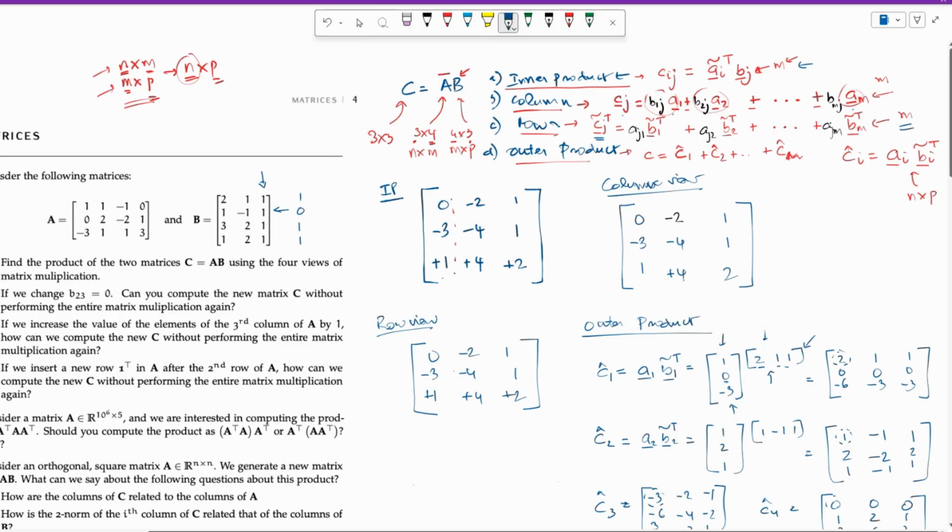Okay, if it's a row view, tell me, okay, what do we do? No, you have to be careful. It's not the entire matrix. If it's a row view, we are only talking about the rows of C. Where the rows of C are a linear combination of rows of B, and the mixture is given by a corresponding row of A. Okay, all right.